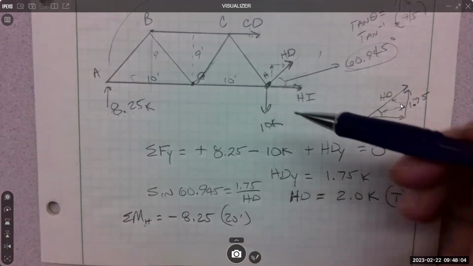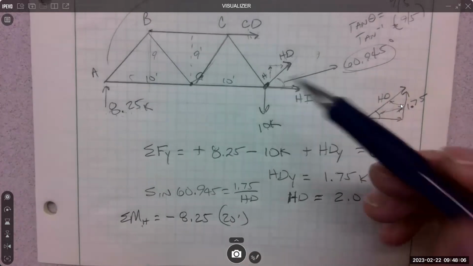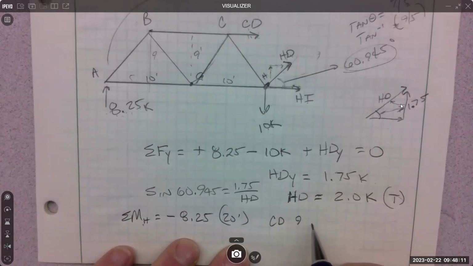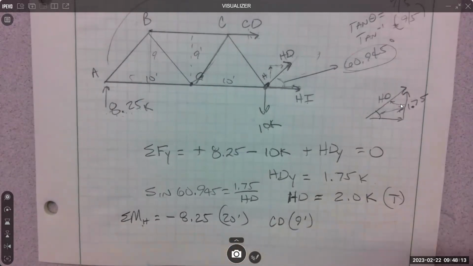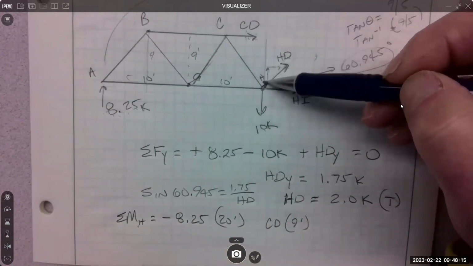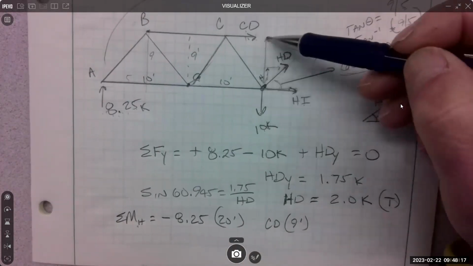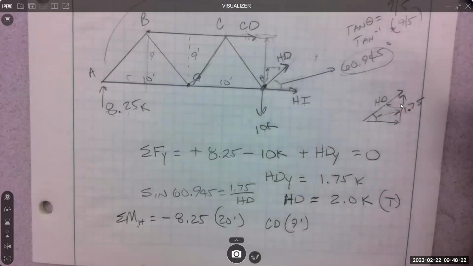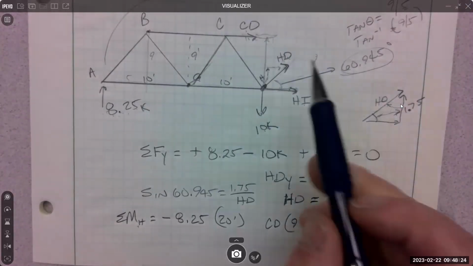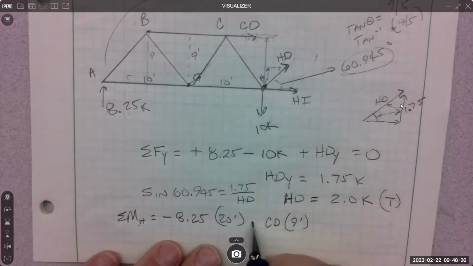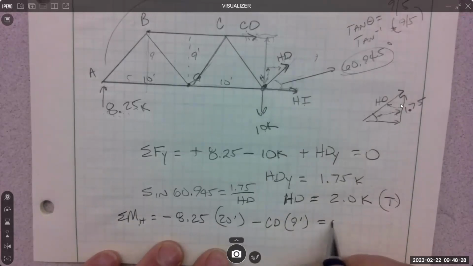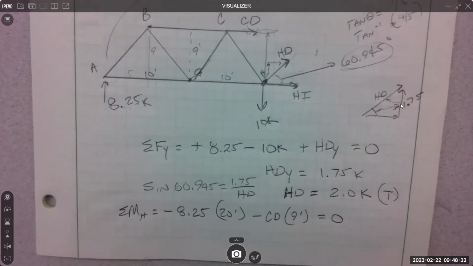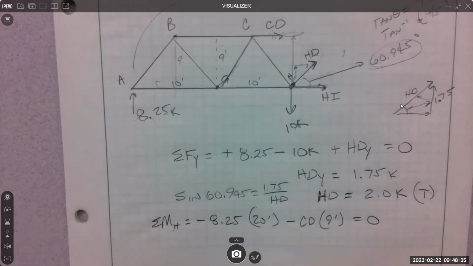What else creates a moment about this point? CD times what? 5. This distance right here, 9 feet. CD, making the perpendicular, 9 feet. And its rotation? Negative. So there's only 2, that's kind of nice. That's a good spot to pick.